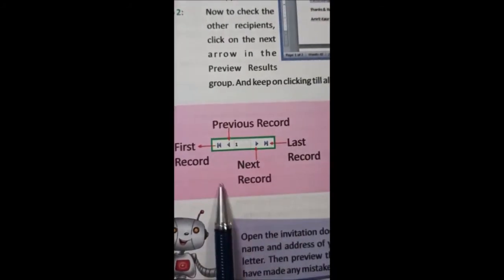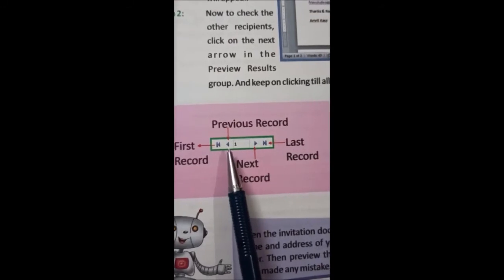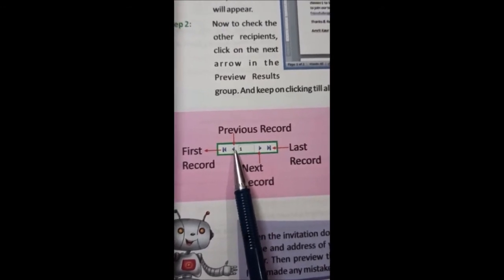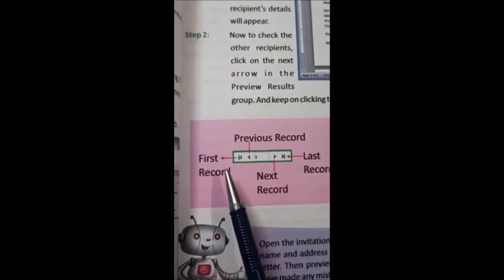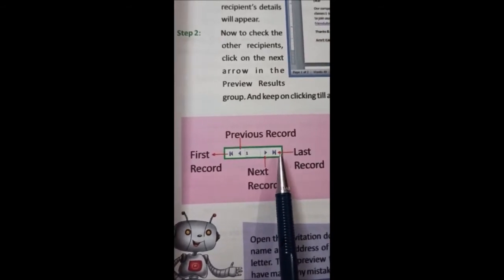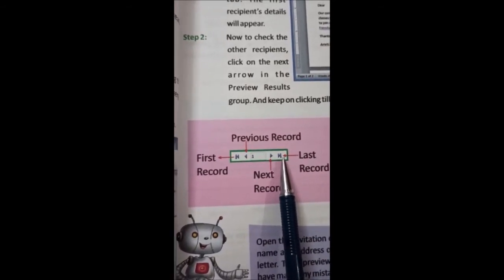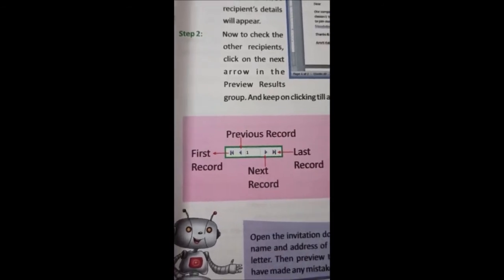For better understanding, you can see this picture. If you want some previous record, you may click on this till you get that record. If you want to go to the first record, you can click on this. If you want to go to the next record, you can click on this button. And if you want to go directly to the last record, you can click on this button.